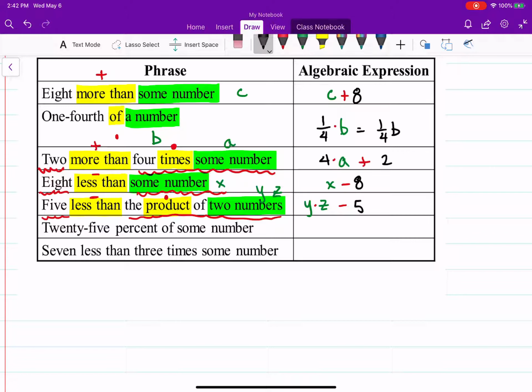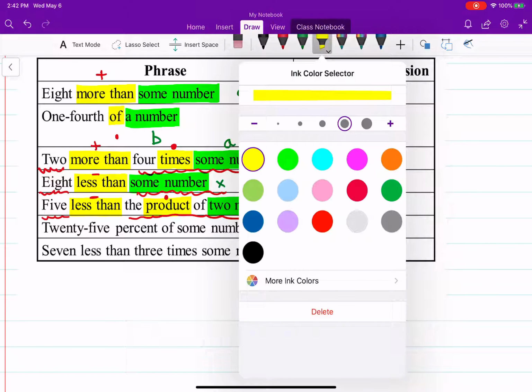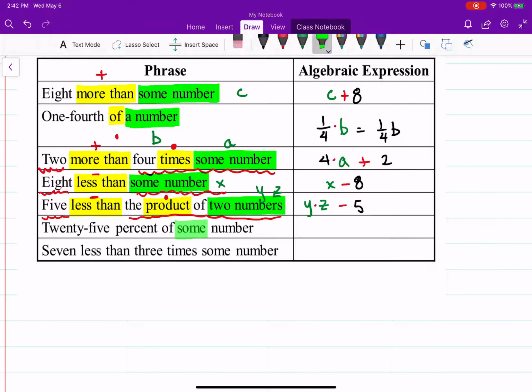We have 25% of some number. So first of all, we have some number. Oops, that has to be green. So I got some number, and we have to pick a variable for that. Let's call it t. Okay, 25%.